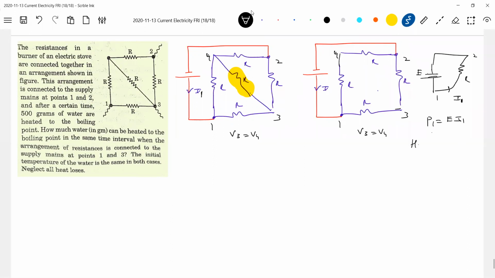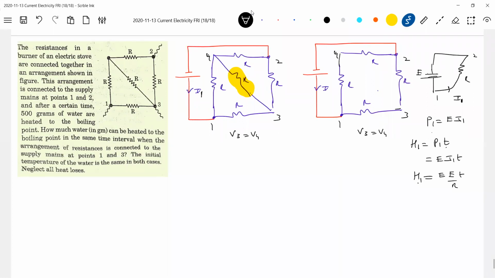So what is the heat needed? H1 is equal to P1 into the time taken, let it be T. So this will be E into I1 into T. I1 is what? E by R. What is this H1? H1 should be equal to 500 grams of water mass into specific heat, or just leave this for the time being. Let's come to the second situation.